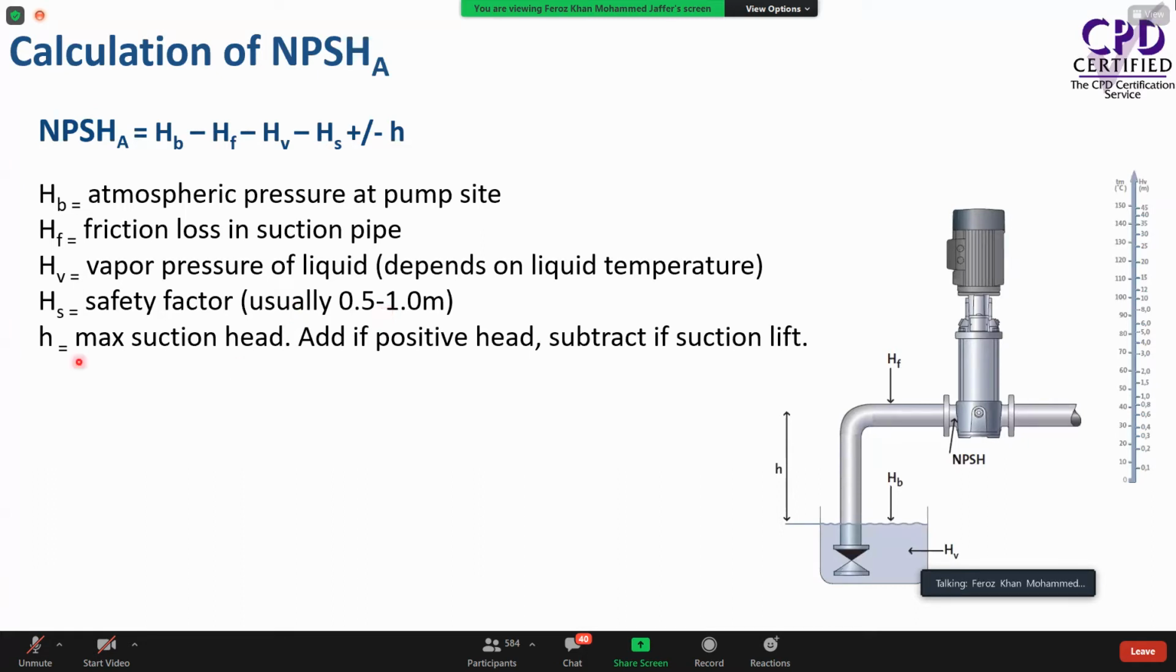Then H is the maximum suction head, how much the pump can lift water. And we need to add it if we have positive suction head. For example, if the water level is above the pump inlet level, if the tank is above the pump, then we need to add this data. We need to use plus. We need to subtract if it is a suction lift.